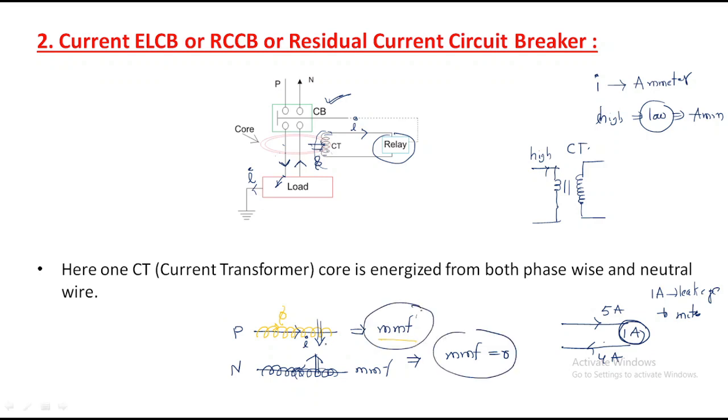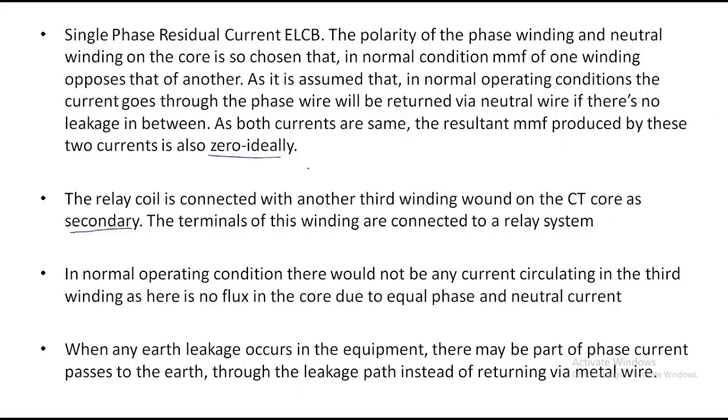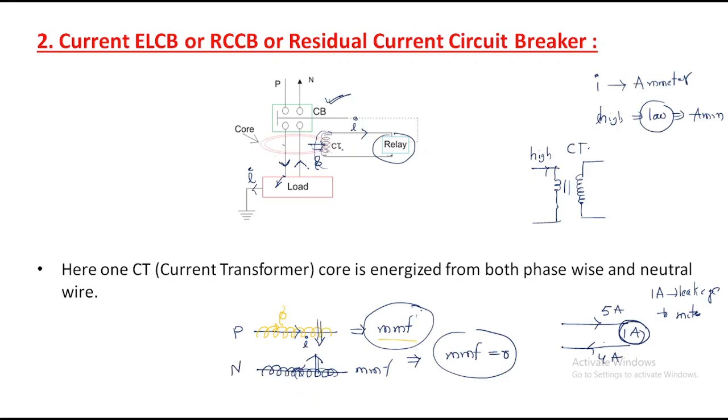When the same current is there, there is no production of MMF. MMF means magnetomotive force. But whenever a current difference is there, some leakage current is possible. That leakage current activates the current transformer, the current transformer activates the relay, and the relay operates the circuit breaker. Then automatically the supply is isolated from the load, and the load will be safe. So this is about the earth leakage circuit breaker or residual current circuit breaker, because it acts on the residual magnetism.